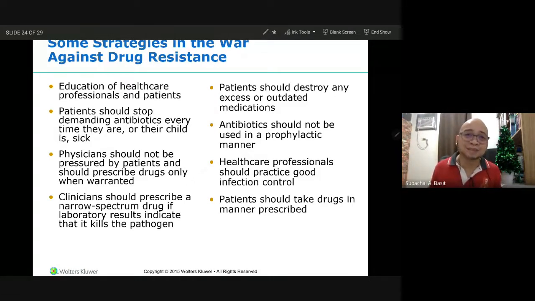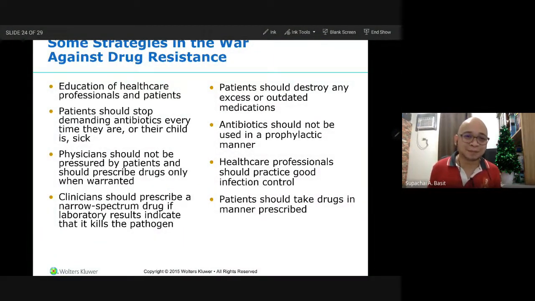And worse of it, this particular patient would now be transferring the drug-resistant bacteria to another person. So patients should stop demanding antibiotics every time they are sick or their child is sick.